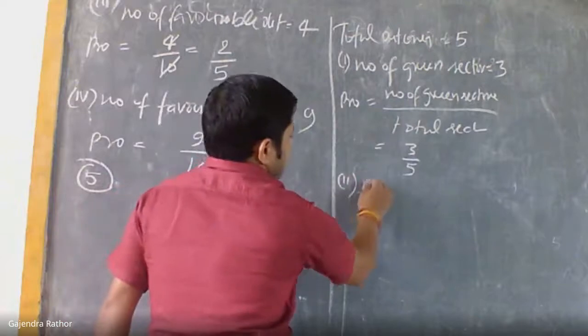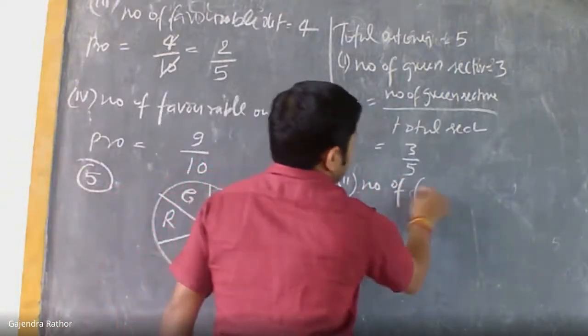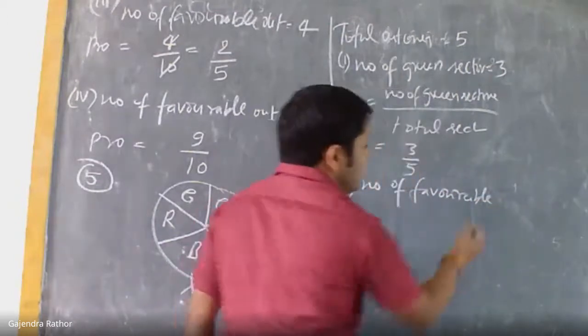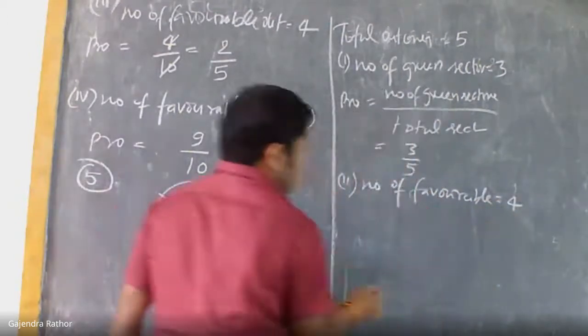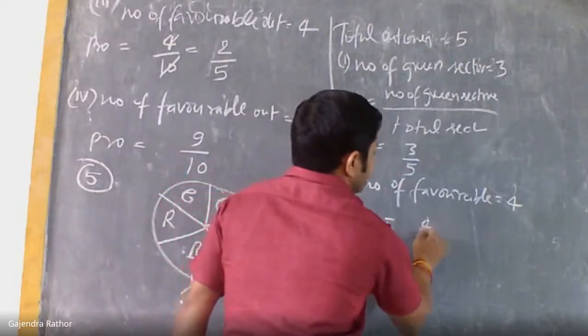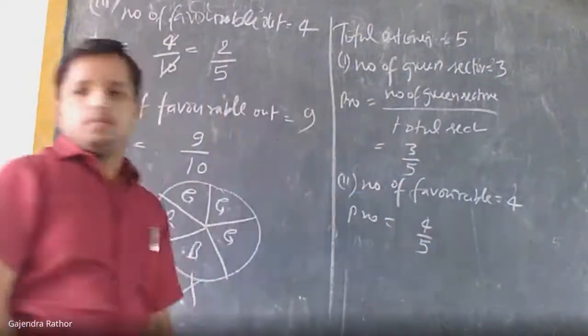So the number of favorable outcomes, meaning not blue, is equal to 4. So now probability is equal to 4 by 5.